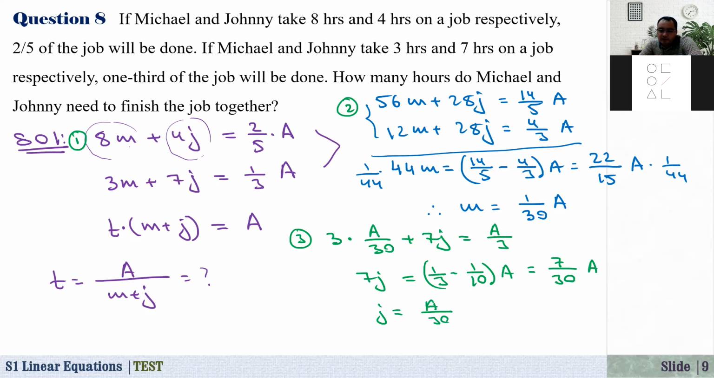And they are working at the same rates. It is 7J equals 1 over 3 minus 1 over 10, so 10 minus 3 is 7 over 30. So they are working at the same rates.